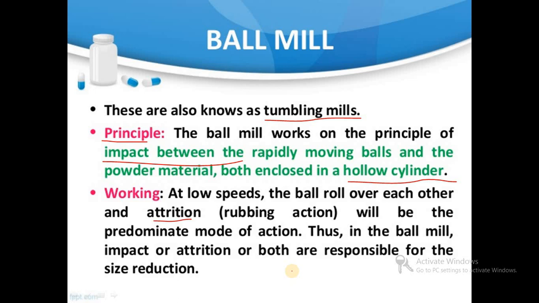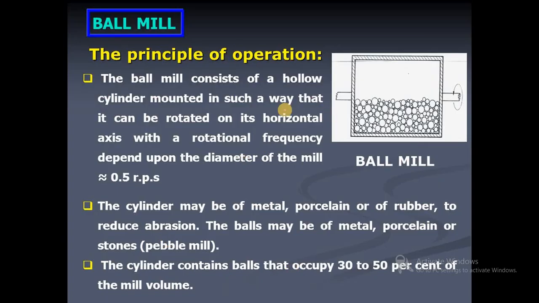A ball mill is a type of grinder used to grind and blend material in mineral processes, that is paints, ceramics, cement industries. A ball mill consists of a hollow cylinder, as in the diagram. The principle of operation: the ball mill consists of a hollow cylinder mounted in such a way that it can be rotated on its horizontal axis with a rotational frequency depending upon the diameter of the mill. That is, the rotation takes place like this, on the horizontal bar.